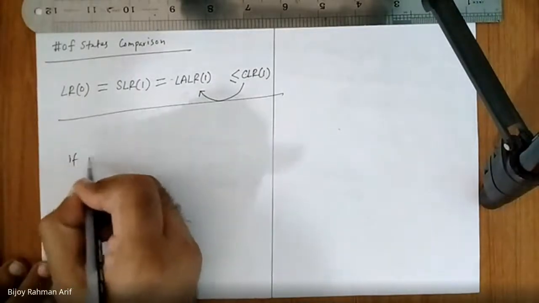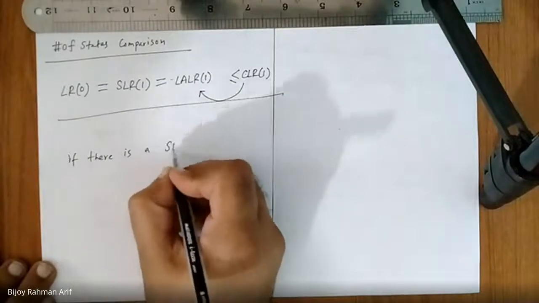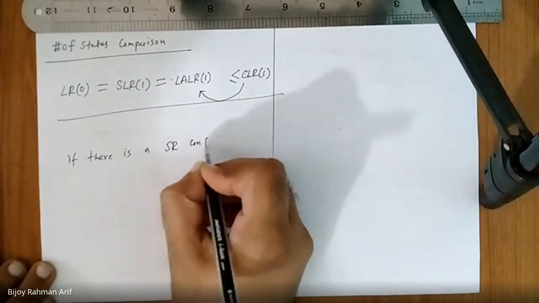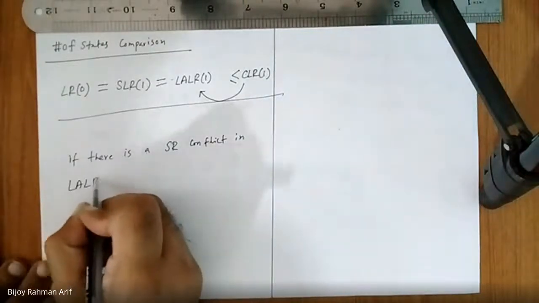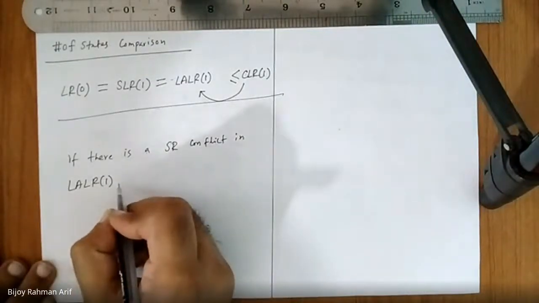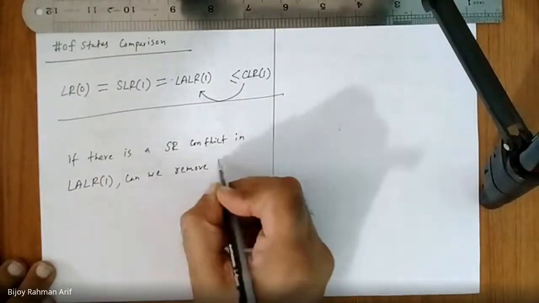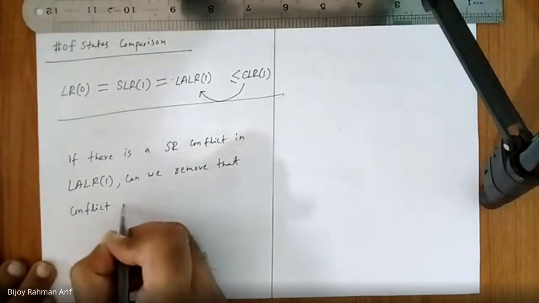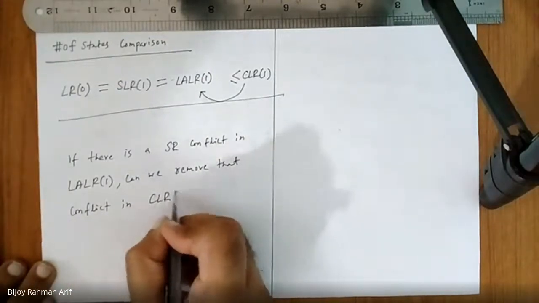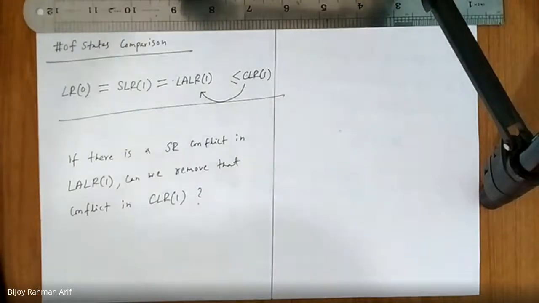If there is an SR conflict in LALR1, can we remove that conflict in CLR1? There is an SR conflict in LALR1. Can we remove that conflict in CLR1? Is it possible or not?